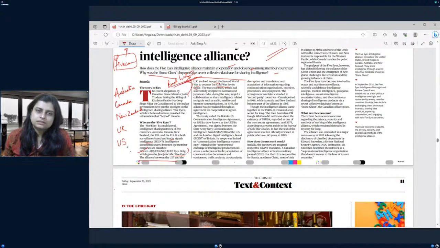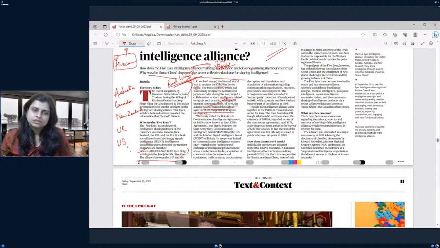And what is the back history? This is about the World War and then the Second World War. The two countries which had successfully deciphered German and Japanese code during the war forged a collaboration to share intelligence related to signals such as radio, satellite, and internet communication. In 1946, the alliance was formalized through an agreement for cooperation in signal intelligence.